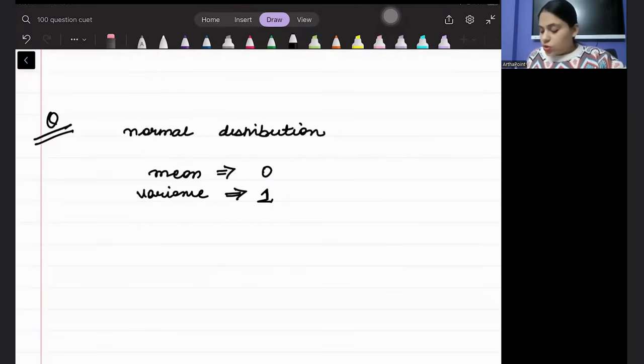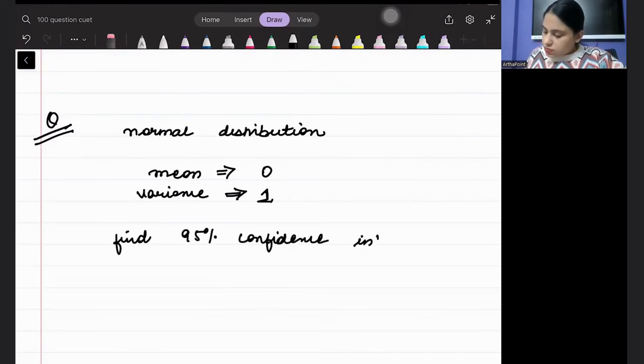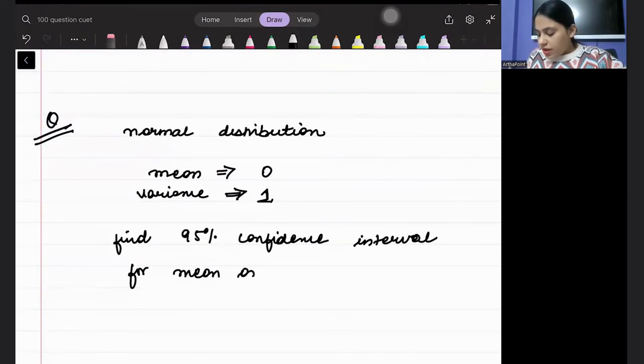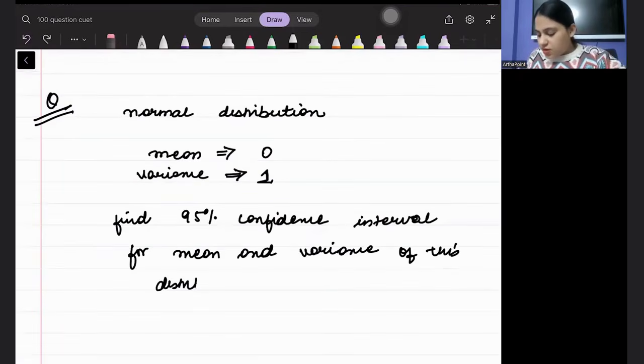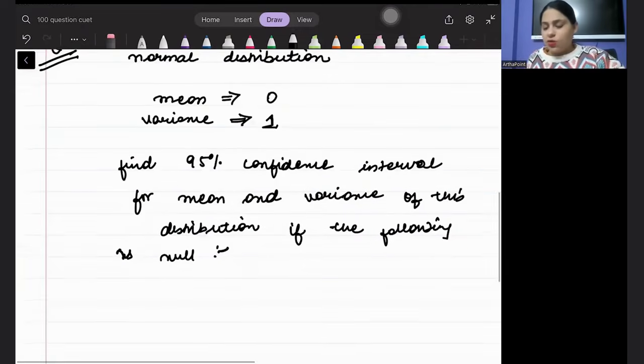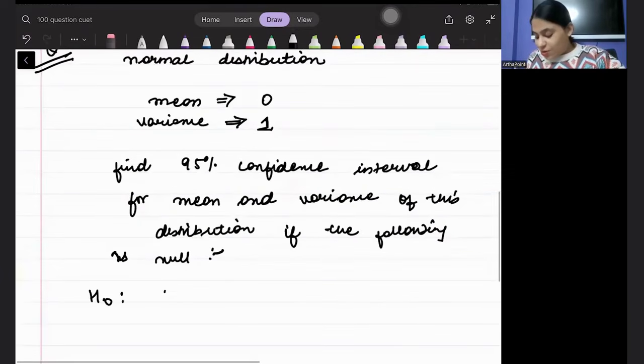And now I am telling you to find the 95% confidence interval for the mean and variance of this distribution. I'm just trying to form it myself. Of this distribution, if the following is your null, I hope you get some answer out of it. I've just framed it on the spot.